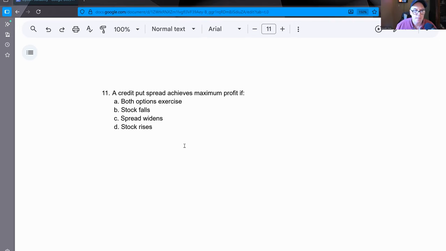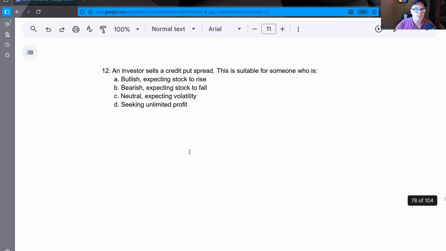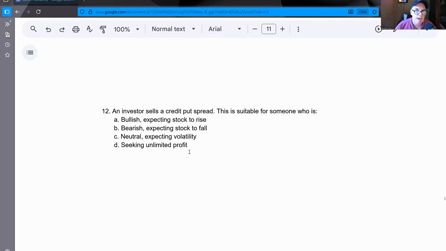Okay. I sell a credit put spread. That's I'm bullish. I want it to narrow. I want it to expire. Let's see. Bullish, there it is, baby. An investor sells a credit put spread. Sell, I don't even have to put the credit. If I sold the put spread, that's sell. That means I'm bullish because selling a put is bullish.